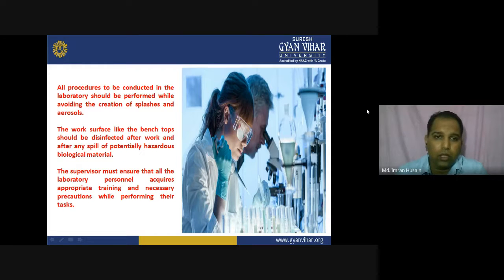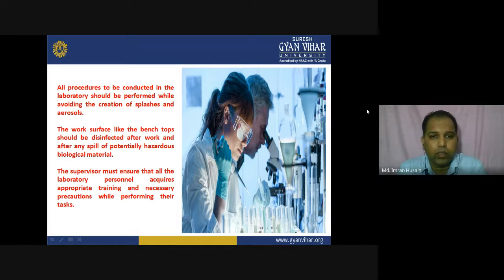All procedures to be conducted in the laboratory should be performed while avoiding the creation of splashes and aerosol. So here in this image, you can see that a lady is working and she is wearing gloves and handling the micropipette. She's very keenly doing the experimentation work and pipetting. She is also wearing the eye gear that is required because you don't know when you can create a splash in the chemical and any aerosol. So in that portion, you need an eye gear that is essentially important.